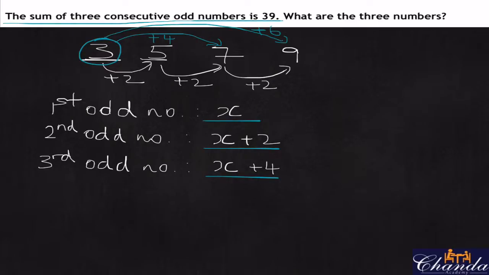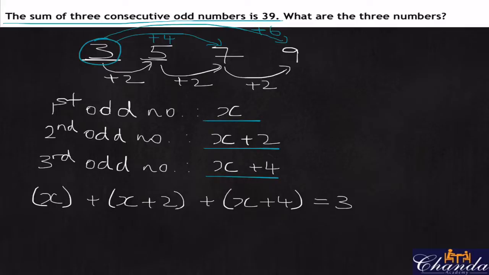So if I was to take the first odd number, which is x, add it to the second odd number, which is x plus 2, then add it to the third odd number, which is x plus 4, this would give me 39. Now, once again, I'm going to use a different color to indicate my like terms, the ones in pink, and let's use the red to indicate the constants here, which are the plus 2 and the plus 4. So x plus x plus x gives me 3x, 2 plus 4 gives me 6, which is equal to 39.